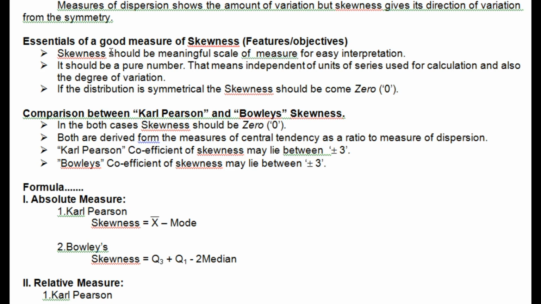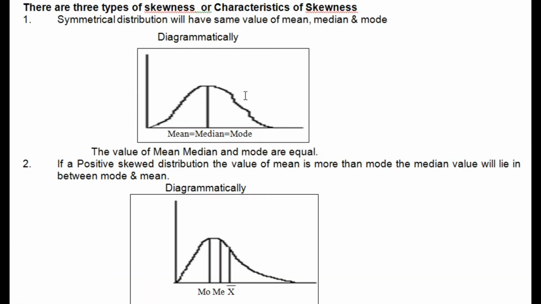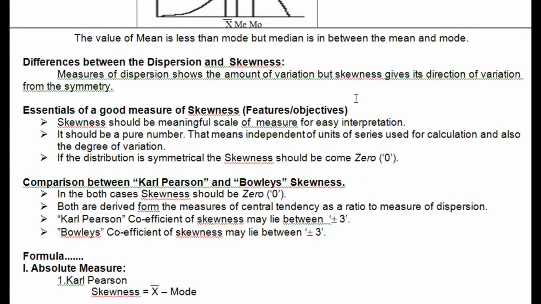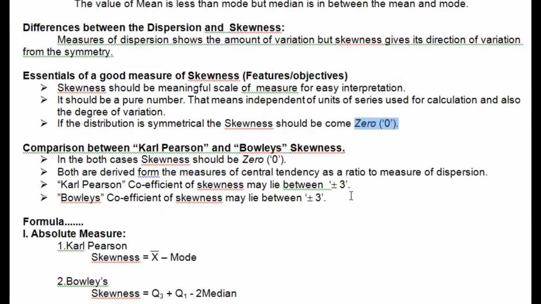So the first feature is that skewness should be a meaningful scale of measure for easy interpretation. Skewness is very easy and it is meaningful. It should be a pure number. So when you are finding the skewness, you should take the pure number. Example 10, 20, 30, not like that. Example 10, 0.33, 16.666, not like that. If the distribution is symmetrical, the skewness should be 0. Very important. In case of symmetrical, you will get mean, median, mode the same. Then your skewness is 0. Answer of skewness is 0.